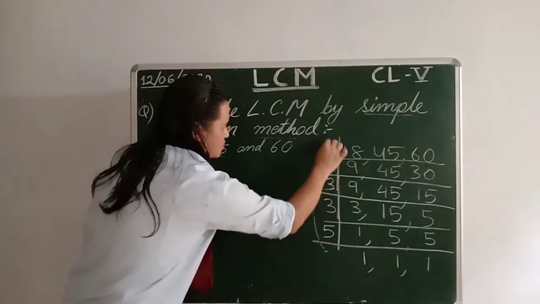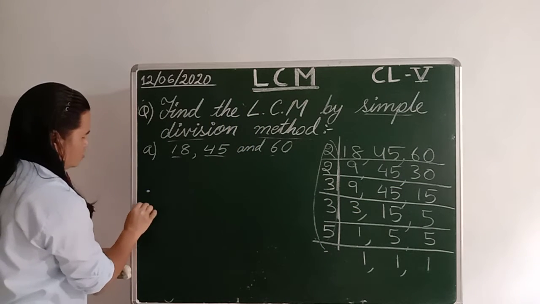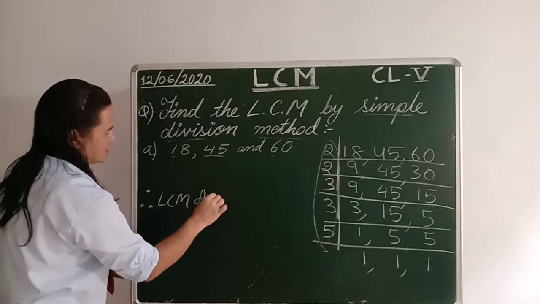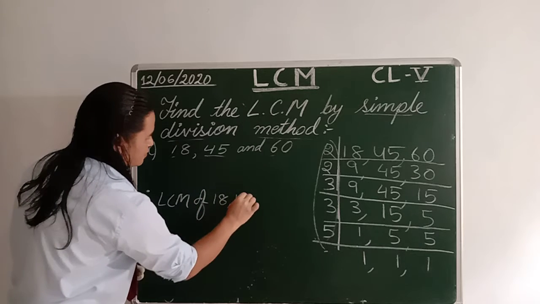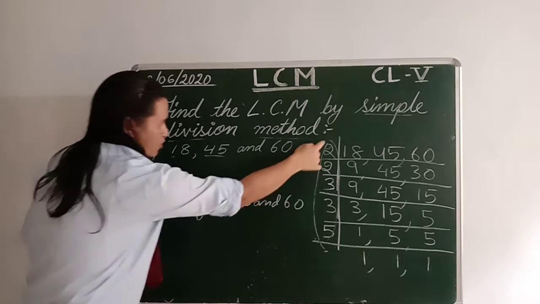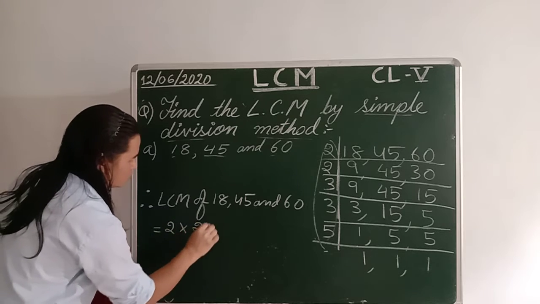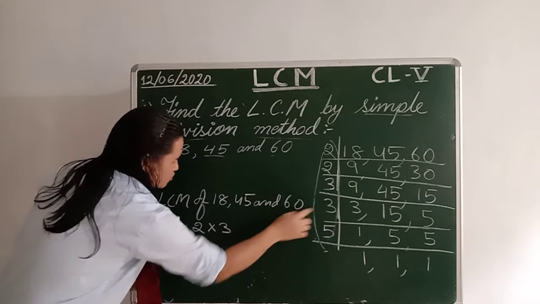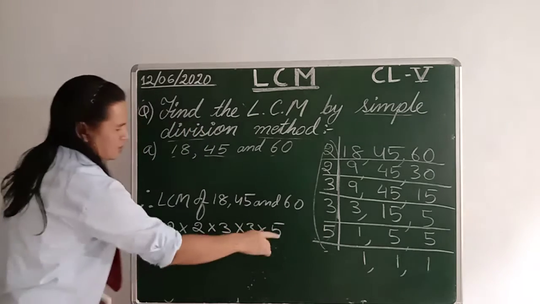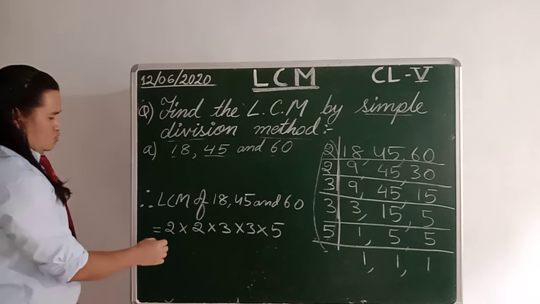So these are the factors of 18, 45 and 60. At last what we can do? We can write, therefore, LCM of the given numbers, that is 18, 45 and 60 equals, write down all the factors: 2 into 3, 2 into 3, 2 into 2 into 3 into 3 into 5. Now after writing all the factors, what do you have to do? We have to multiply step by step. So here what can we write?